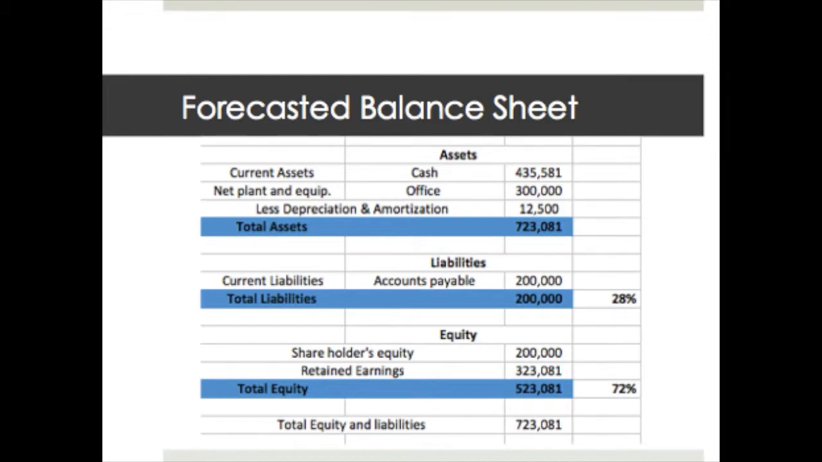For the forecasted balance sheet, we have assets. We have the current assets, which is the cash account, and we have the net plant and equipment, which is the office we bought, minus depreciation and amortization to get the total assets. Then we have the liabilities. We have current liabilities, accounts payable account. Then we have equity, which is the shareholders' equity, which our group invested, and then the retained earnings from operation to get the total equity, and then we calculated the total equity and liabilities.